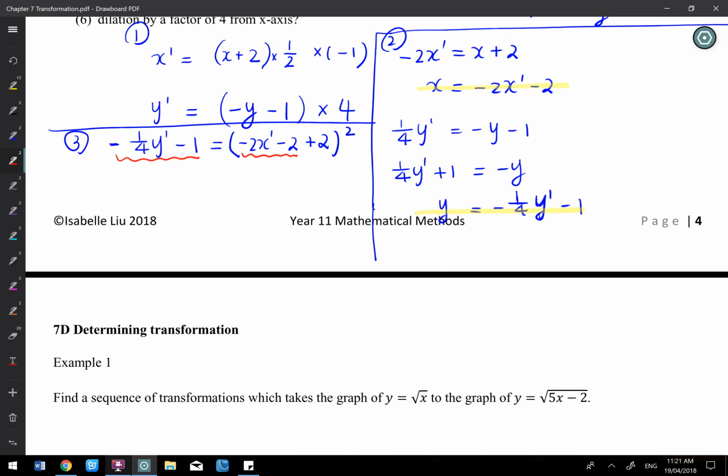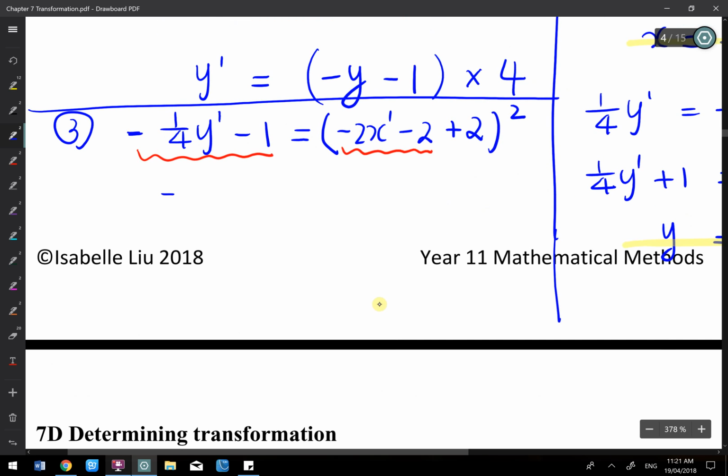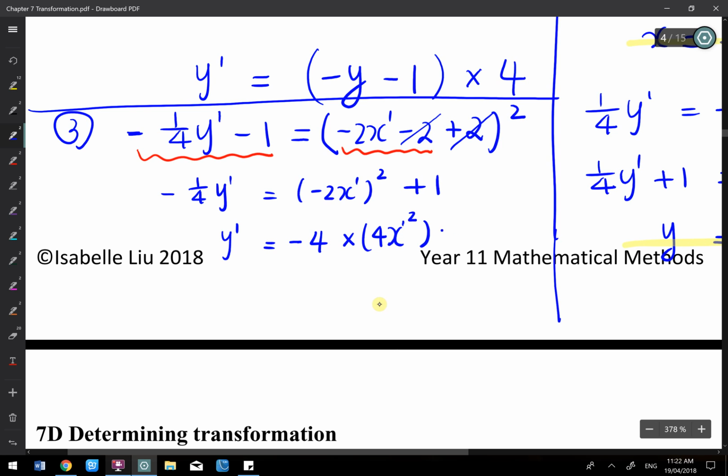Right? And you just rearrange it. So what we have is minus a quarter y dash equals to, well, inside is a minus 2x dash and this squared. Okay, this 2 gets cancelled. We plus the 1 to that side. Okay, we times minus 4 on both sides. So that's a minus 4 times by 4x dash squared minus 4.